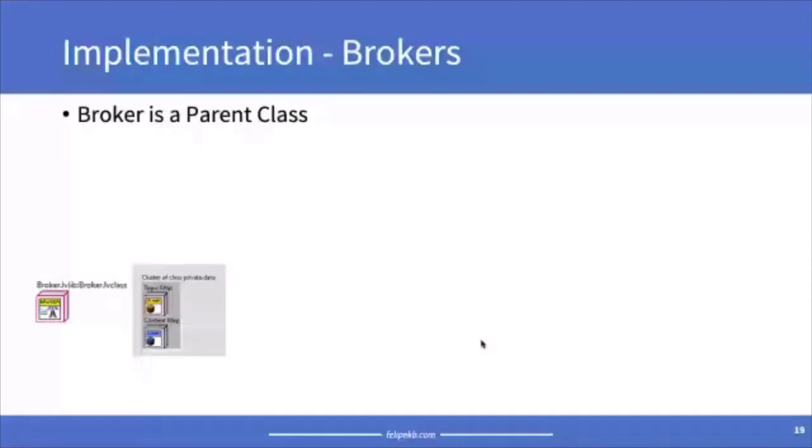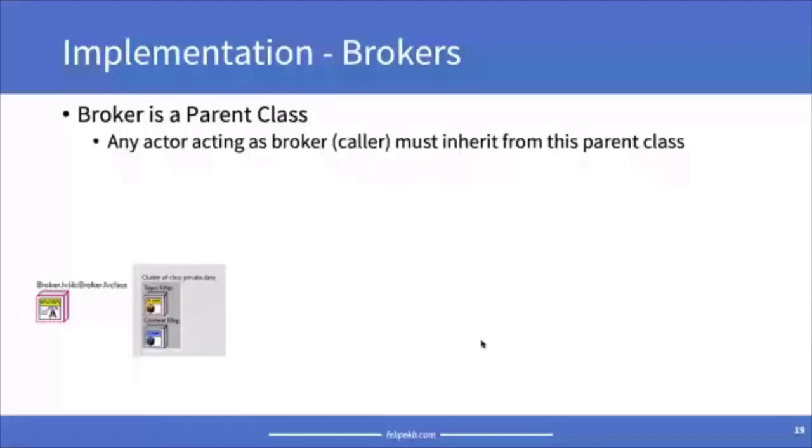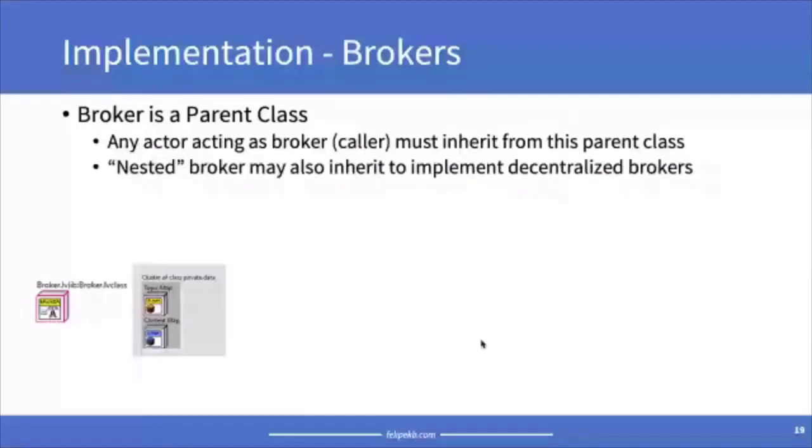The broker. The broker is the main library of this framework. The broker is a parent class. Any actor that is acting as a broker must inherit from this parent class. Nested brokers may also inherit from this class to implement a decentralized broker. So if you need more brokers along the tree, you can use this. The broker has two data items, a topic map and a content map. They are separate classes that handle the subscription, writing to the maps and reading from the maps. And other actors have no relation to the broker class. This is a good thing, and what provides high decoupling: other actors have no relation to the broker class.